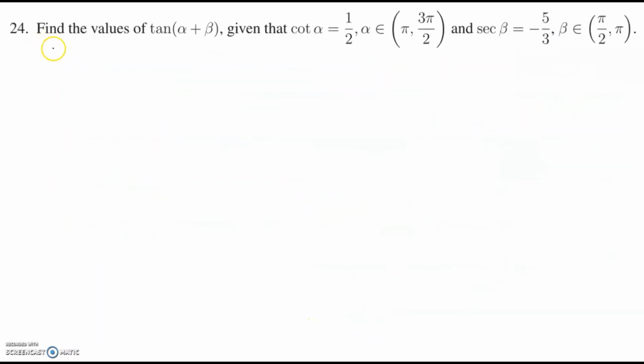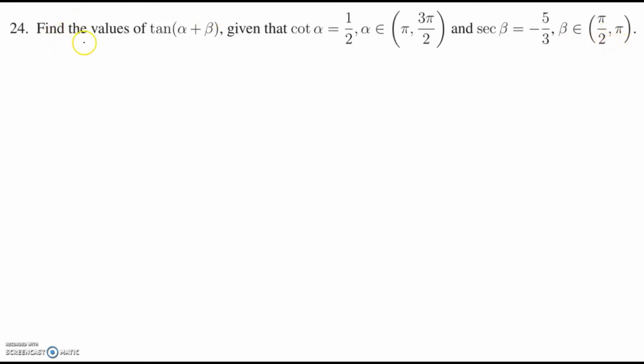Question number 24. Find the values of tan alpha plus beta given that cot alpha is equal to 1 by 2 and alpha belongs to pi, 3 pi by 2. So this is in the third quadrant. And secant beta is equal to minus 5 by 3, and beta is in the interval pi by 2 to pi. So this is in the second quadrant.